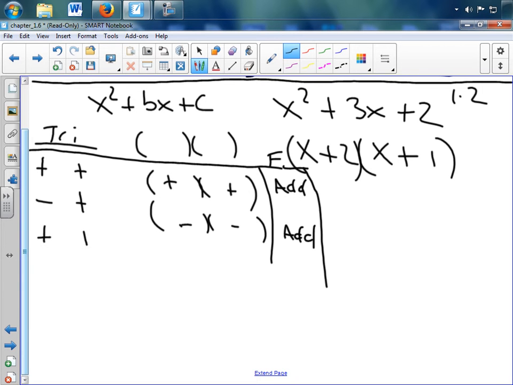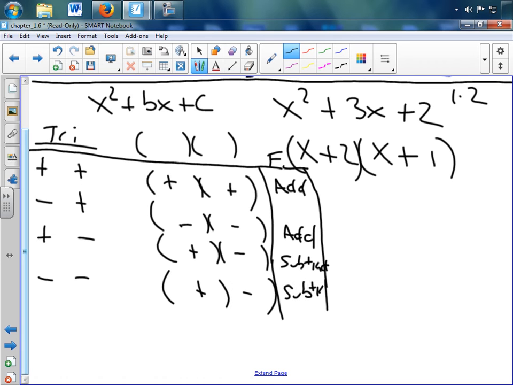If your signs are plus minus, it's going to be plus minus. I put a vertical minus. That's grand. And what am I missing? Minus minus becomes plus minus. Okay, and these are subtract, subtract. Okay? So you should have that.